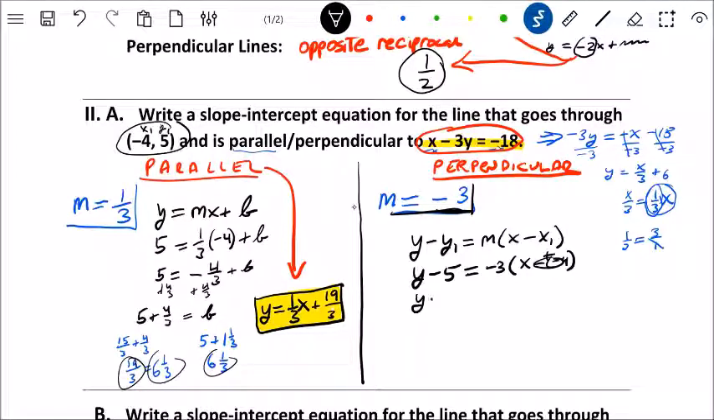And now I will multiply the negative 3 through, as distributive property, gives me negative 3x, and minus times plus is minus, so it's 3 times 4 is 12. Now I'm going to add 5 to both sides, and I get y is equal to negative 3x minus 7.